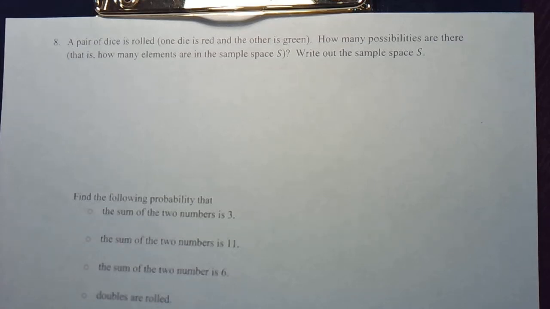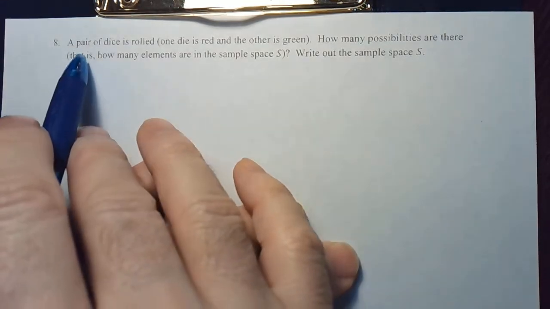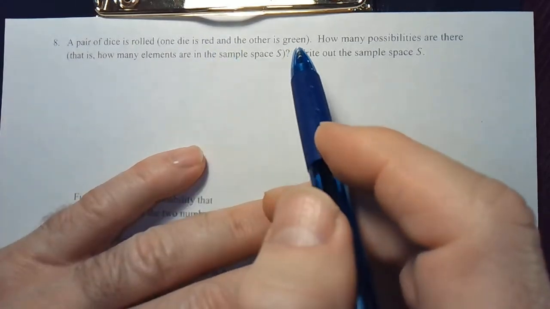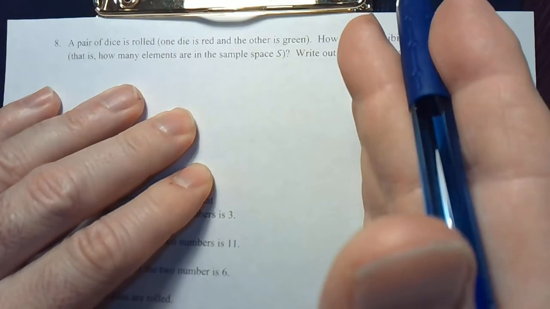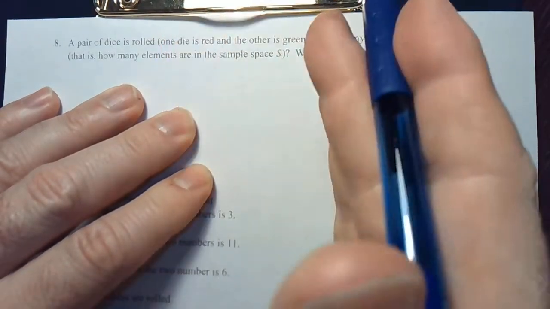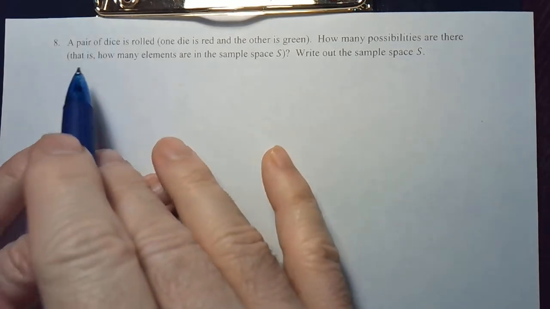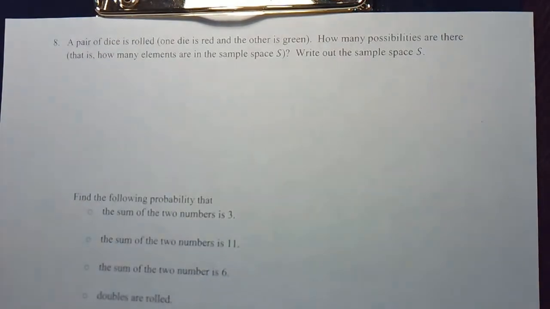Okay, the first thing I'm going to do in this video is going to take a minute. We're going to look at number 8. A pair of dice is rolled. One die is red and the other is green. So basically we're thinking of a first die and a second die, a red one and a green one. First, second. How many possibilities are there? That is, how many elements are in the sample space. And then write out the sample space.